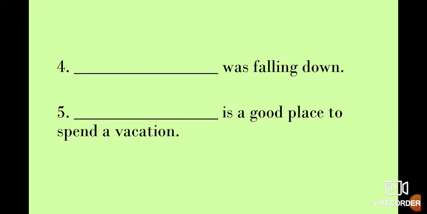Number 4, was falling down. In this case, the boy was falling down. Number 5, is a good place to spend a vacation. I write a proper name. In this case, the Cinema is a good place to spend a vacation. Yeah, you can write a beach, a park, the cinema, it's possible. We have a lot of possibilities here.